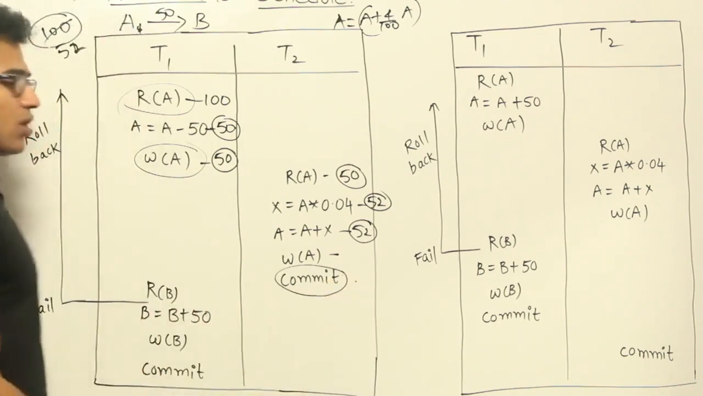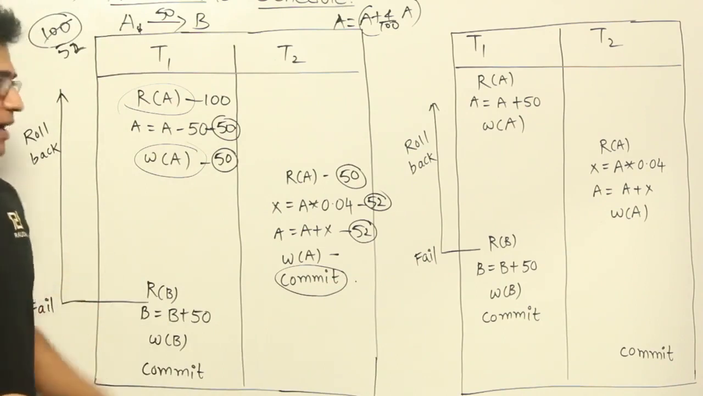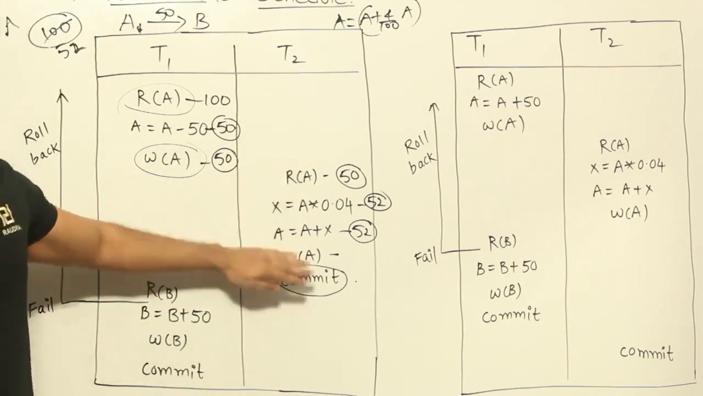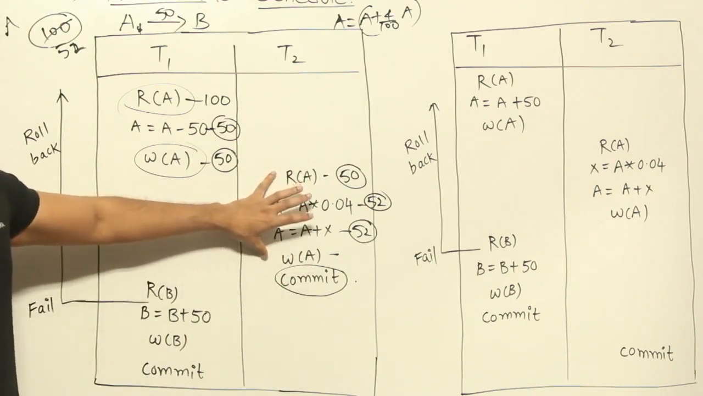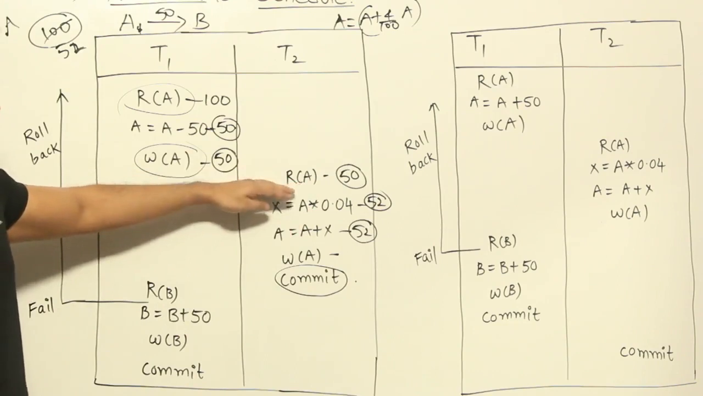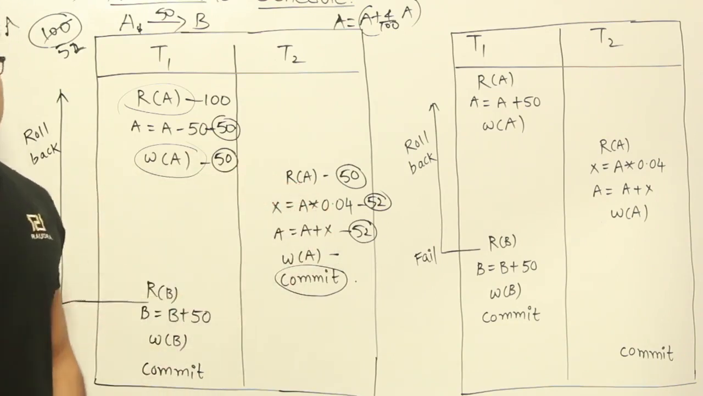Commit means whatever changes I made, I want them to be permanently available there, and please don't undo whatever I made, right? So what this transaction T2 has done is incremented the value of A by 4%, right? Now that change we don't want to undo.